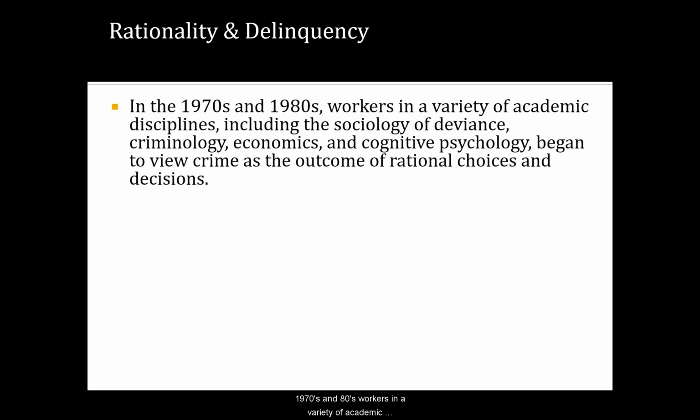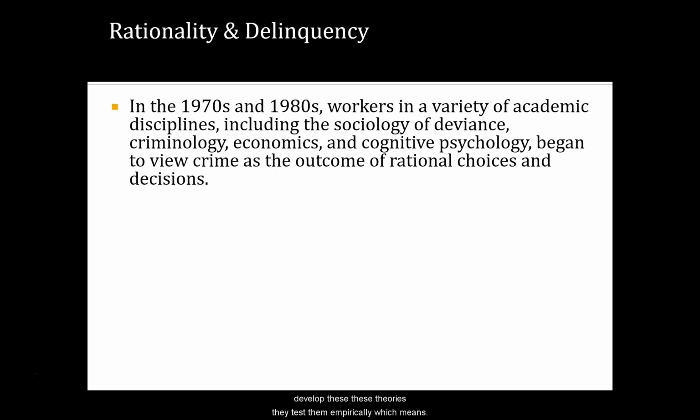Rationality and delinquency. In the 1970s and 80s, workers in a variety of academic disciplines, including the sociology of deviance, criminology, economics, and cognitive psychology, began to view crime as the outcome of rational choices and decisions. One thing you'll see in your textbook, and I'm hoping you all have it by now, is there's a lot of theorists. There are a lot of individuals, men and women, who have studied these causations as to why people, and in this case specifically juveniles, commit crimes or become delinquent. They want to understand the criminal mind.